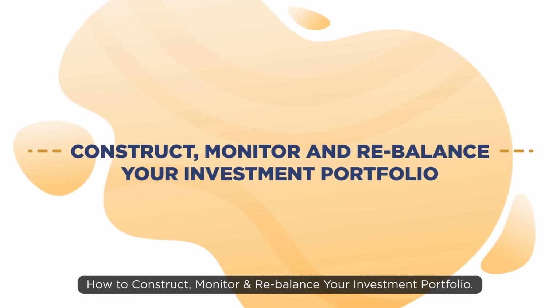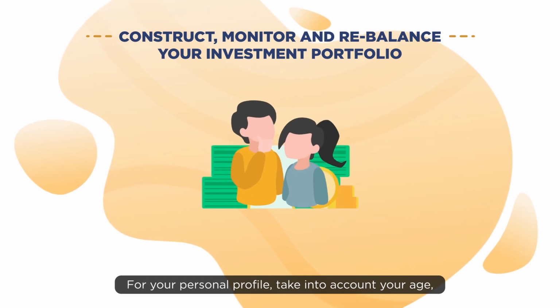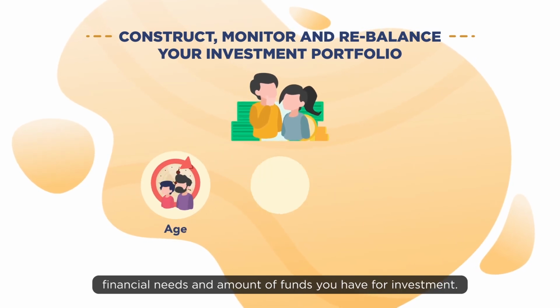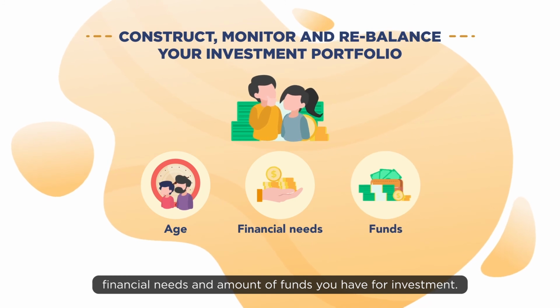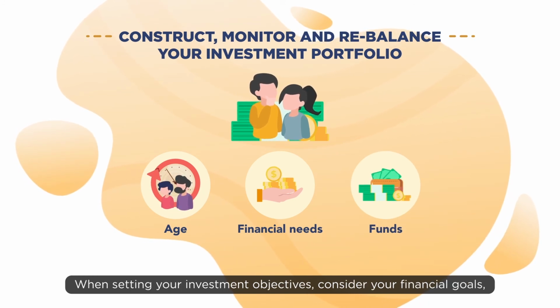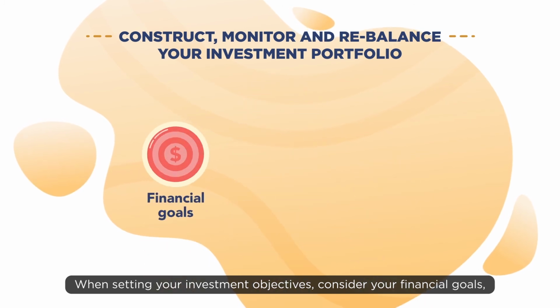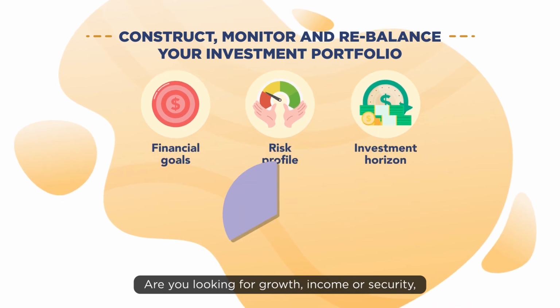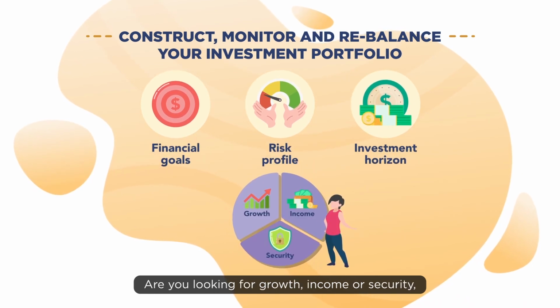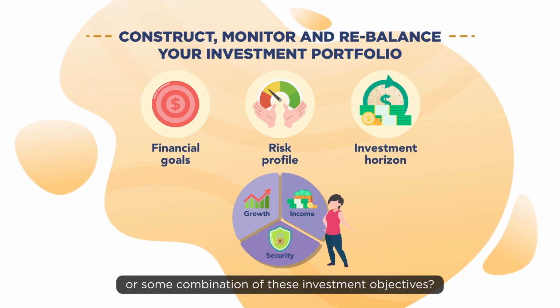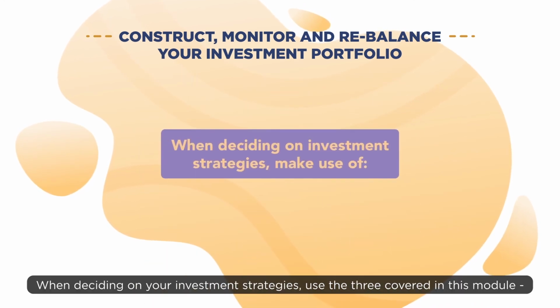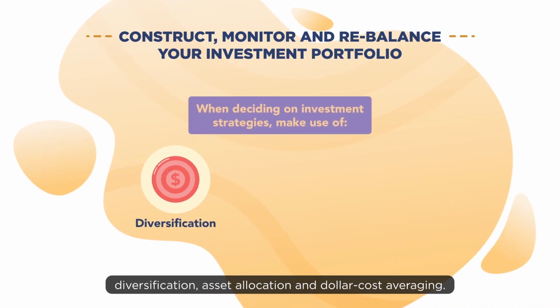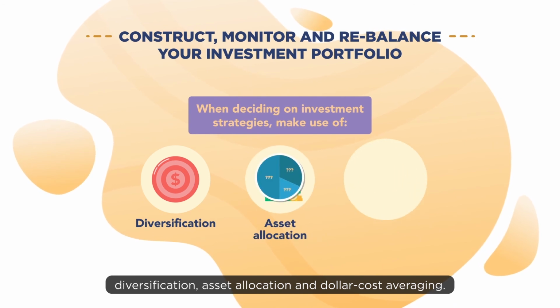How to construct, monitor, and rebalance your investment portfolio. For your personal profile, take into account your age, financial needs, and amount of funds you have for investment. When setting your investment objectives, consider your financial goals, risk profile, and investment horizon. Are you looking for growth, income, or security, or some combination of these investment objectives? When deciding on your investment strategies, use the 3 covered in this module: diversification, asset allocation, and dollar cost averaging.